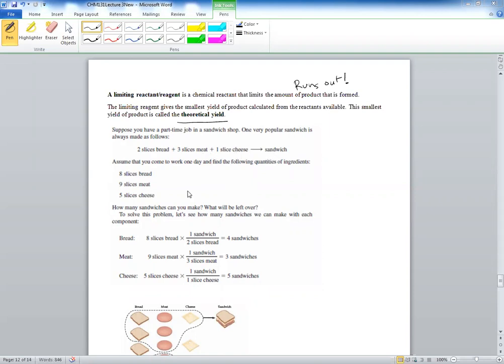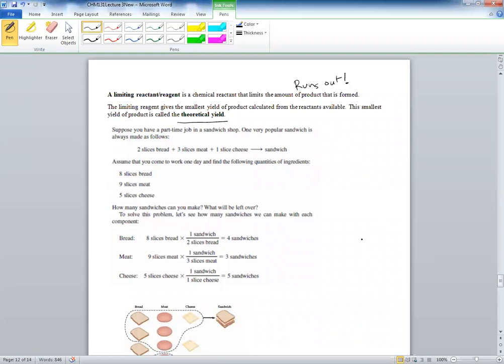You see that? But here's what happens: you work one day and you notice that you have 8 slices of bread, 9 slices of meat, and 5 slices of cheese. So take a note of these. You have 8 slices of bread, 9 slices of meat, and 5 slices of cheese. The question is, how many sandwiches can you make? And do you have any leftovers?